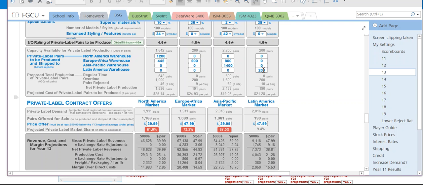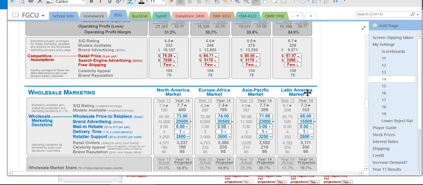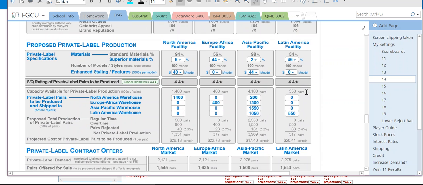And how they get spread out, as you can see, I only have 200 in this region and 200 in that region. It's because our factories are very small in that region. So if I had any extra here, I would have sent it over to Latin America. Now I think in this year I didn't because of the crazy exchange rate for that specific year. If I go to maybe year 14, go to private label, you can see here Latin America, I'm sending from Asia, I'm sending over 1,000 pairs to Latin America.